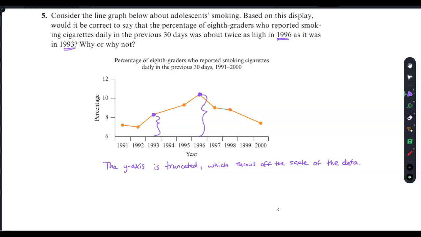However, because they've truncated this, because this doesn't go down to 0, because it starts at 6, that's actually not true. And you can actually see that if you look and see what numbers this represents. 1996 looks like it's at about 10, and 1993 looks like it's at about 8. That is definitely not twice as much, right? So it looks twice as high because of the truncation, because they didn't start at 0.